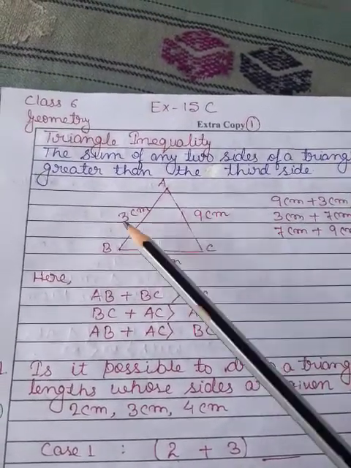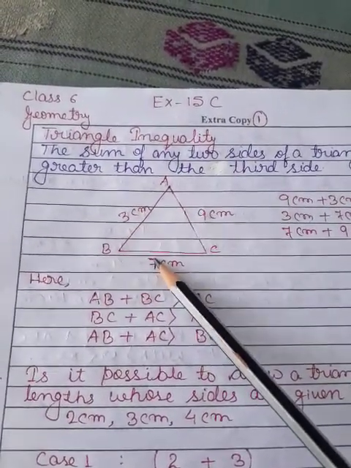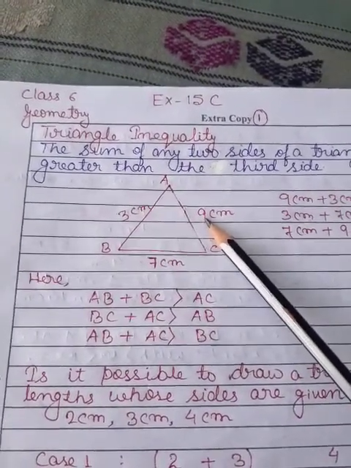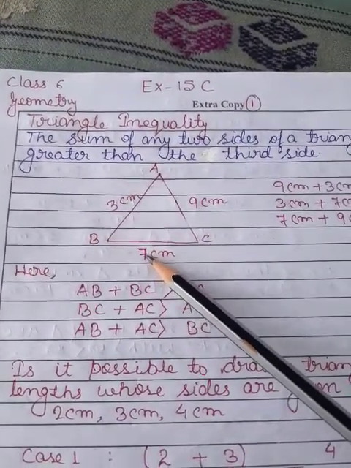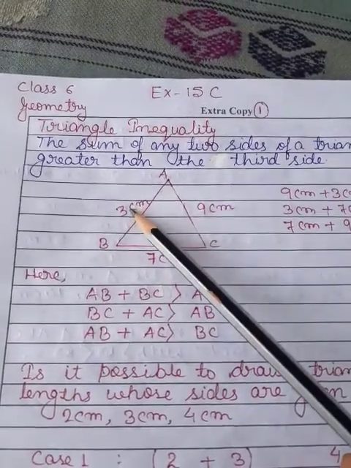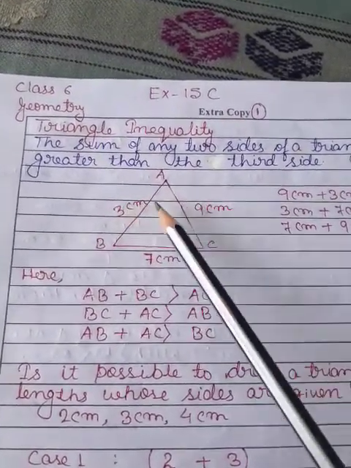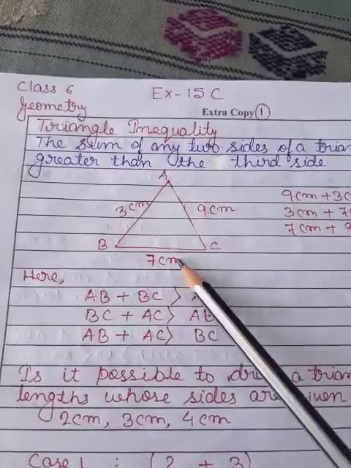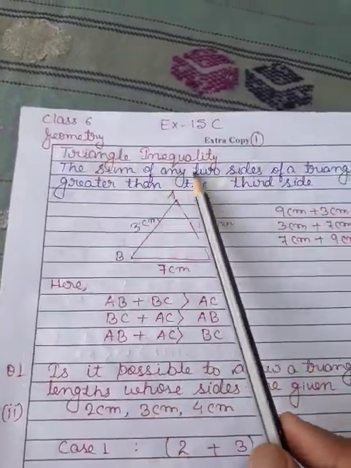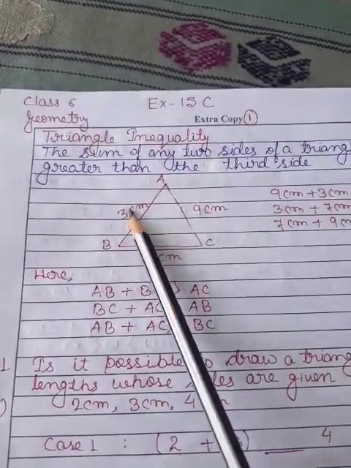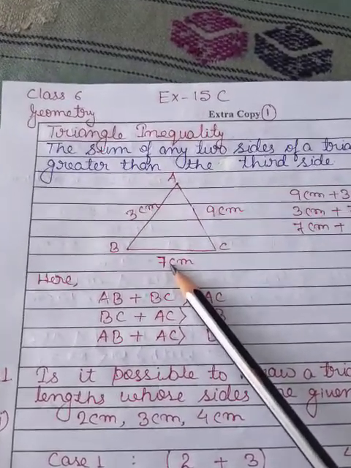Once again, for example, 7 plus 3 is how much? 10, and 10 is more than 9. Now 9 plus 7, how much? 16, and 16 is more than 3. Now 9 plus 3, how much? 12, and 12 is more than 7. So this is the definition of triangle inequality, that if you add any two sides of a triangle, it will always be more than the third side.